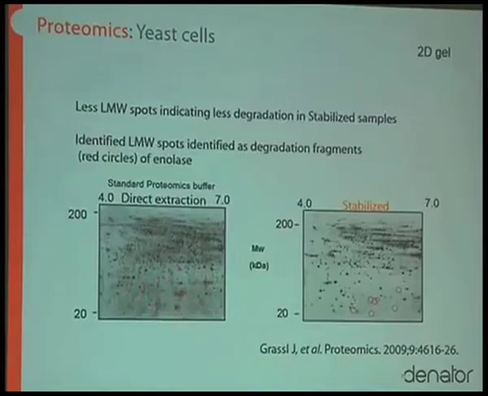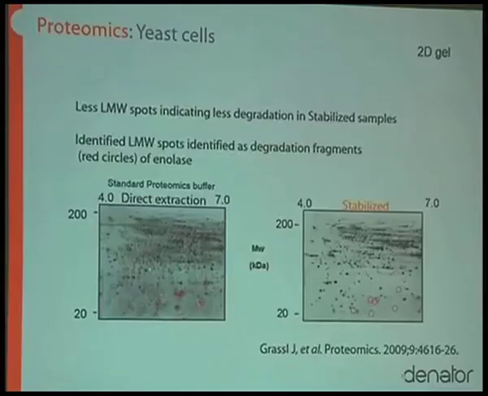There's 7 very prominent spots in the standard proteomics buffer extraction, so direct extraction, that are pretty absent in the heat stabilized samples. And when these were identified, it turned out that all 7 spots were from a protein called enolase. Enolase is presumed to be the theoretical sequence. It's a pretty large protein, so pretty high up in the gel. That's another indicator. If you start identifying proteins down here, which have a theoretical molar weight up here, then you pretty much know that what you've identified is a fragment.